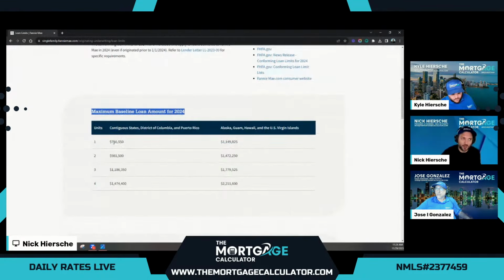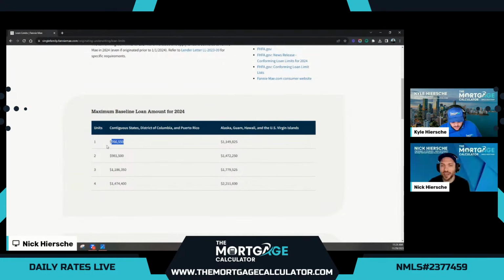Our base 1 unit is going to be 766,550 this year. So we were estimating about 760. We were allowed to go up to about 760 up until today, now all of our programs will officially go to this exact limit. So please update your borrowers if they're right there on the edge, and we can go ahead and now approve them for a conventional loan there.